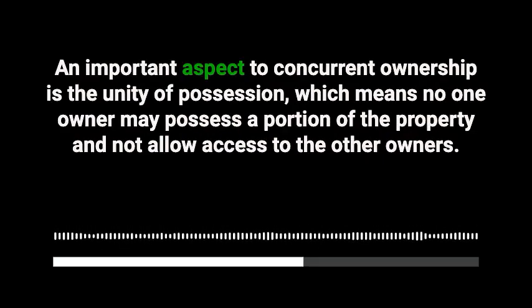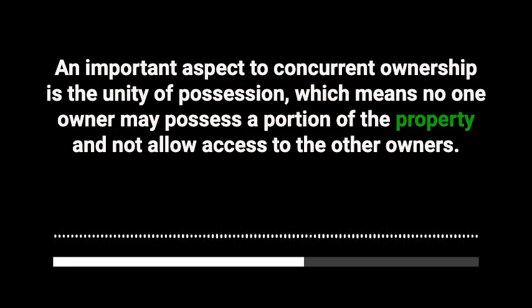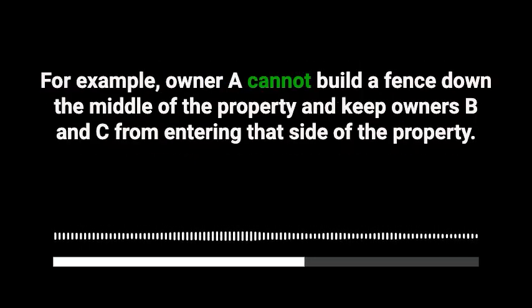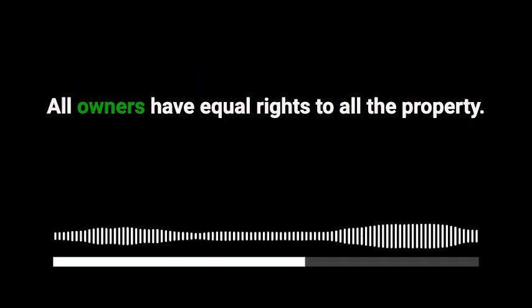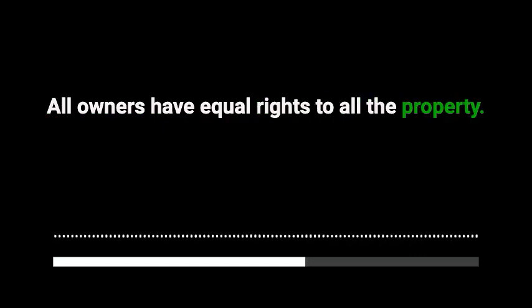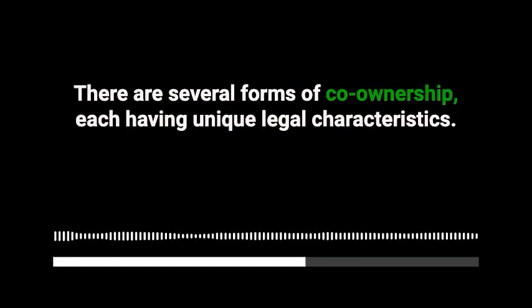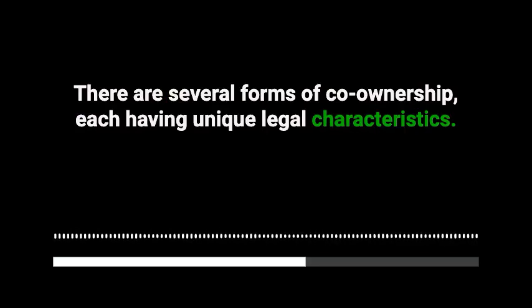An important aspect to concurrent ownership is the unity of possession, which means no one owner may possess a portion of the property and not allow access to the other owners. For example, owner A cannot build a fence down the middle of the property and keep owners B and C from entering that side of the property. All owners have equal rights to all the property. There are several forms of co-ownership, each having unique legal characteristics.